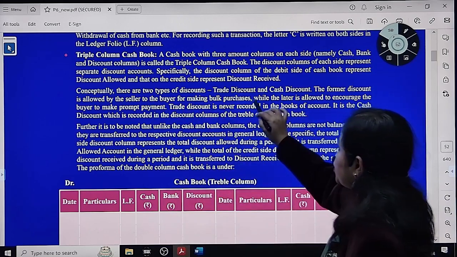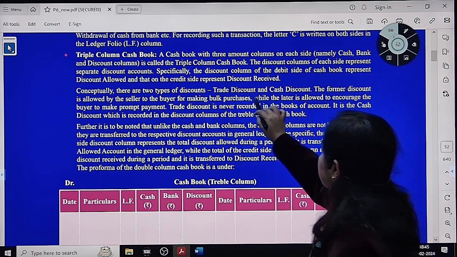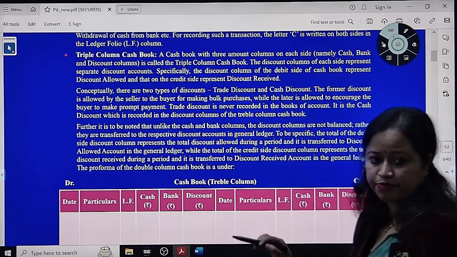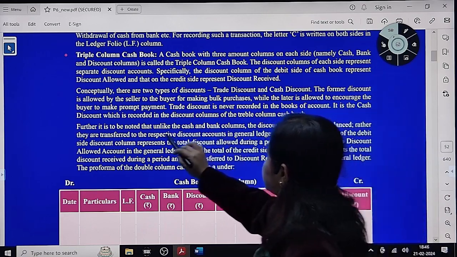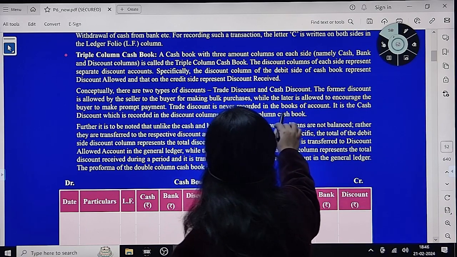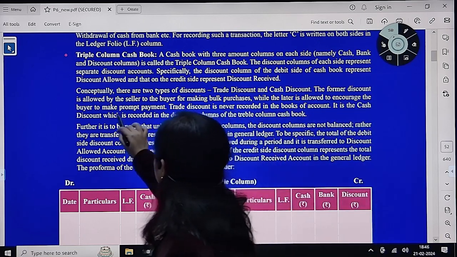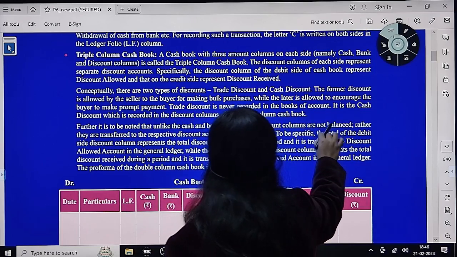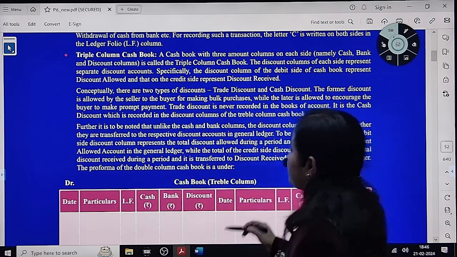Underline this: there are two types of discount in the second paragraph of triple column cash book, trade discount and cash discount. The former, trade discount, is allowed by the seller to the buyer for making bulk purchases, while the latter, cash discount, is allowed to encourage the buyer to make prompt payment. Trade discount is not recorded in the books of account, and cash discount is recorded in the discount column of the triple column cash book.